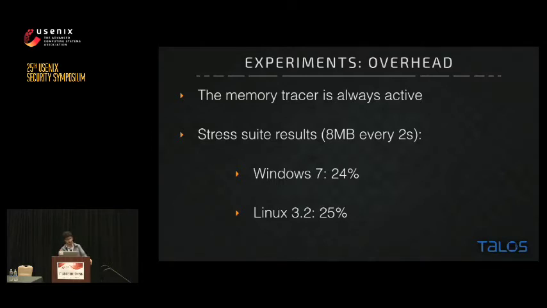did it for Windows 7 and Linux 3.2, with an allocation and deallocation speed of, on average, 8 megabytes every 2 seconds. We measured the overhead, and we had 24% for Windows 7 and 25% for Linux, only for the memory tracer. But this is the worst case because we are using a stressing suite.